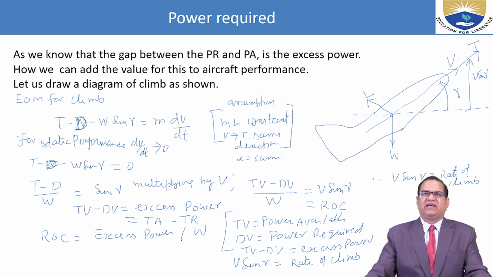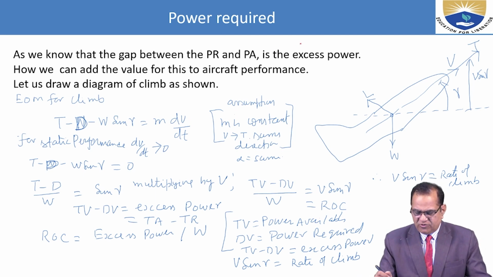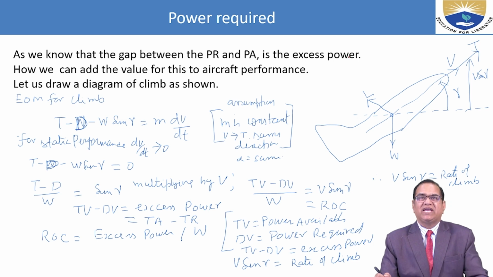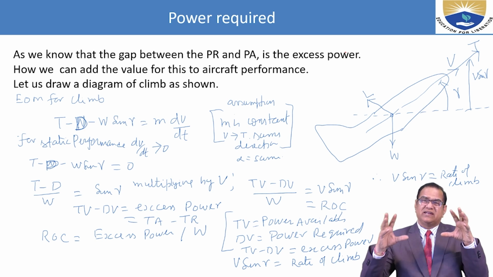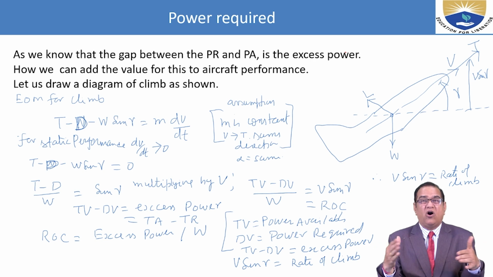Now power required. I will discuss the power required. As we already know, the gap between the PR, power required, and the power available is the excess power. How can we add value to aircraft performance with this? What can a designer use this PR and PA for? What will the designer understand by that?